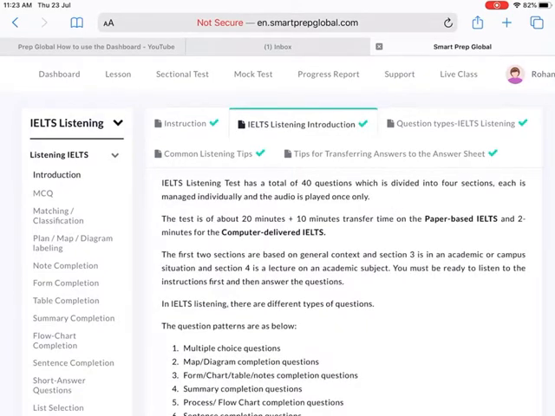After that, the IELTS listening introduction. We have also made it a point to introduce the students to the nature and structure of the examination. For example, 40 questions are there. The question paper is divided into 4 sections. Then the test is for about 20 minutes plus 10 minutes of transfer time if it is paper based IELTS, and 2 minutes for your computer delivered IELTS.